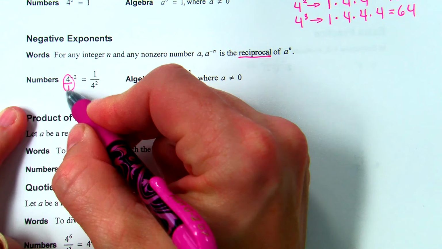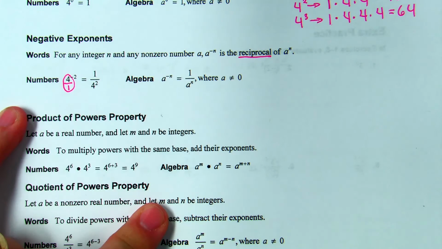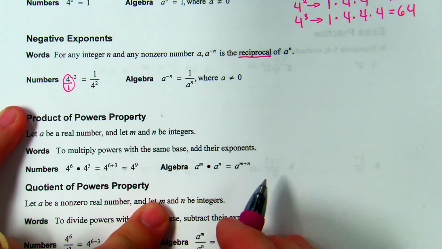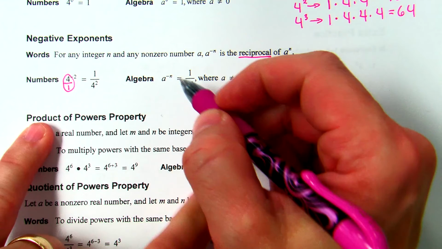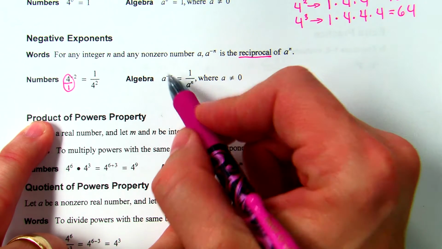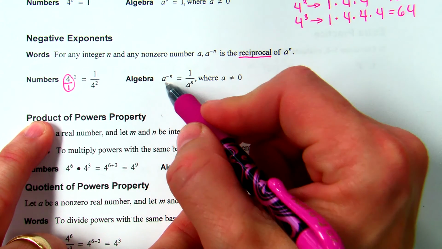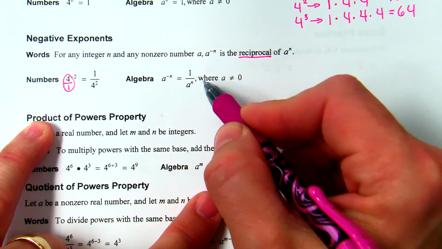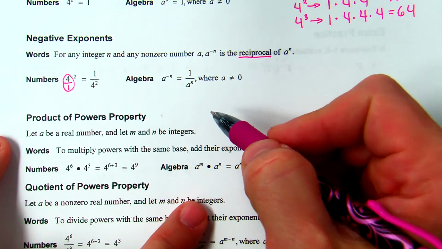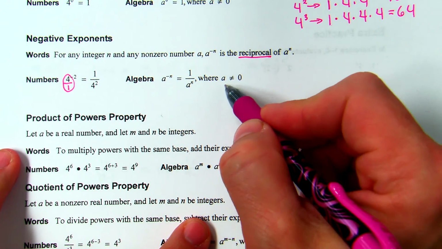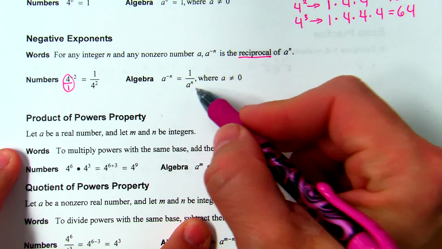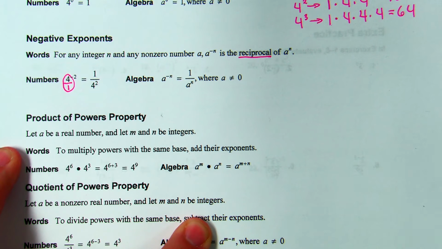So then I'll have 1 over 4 to the second power. Okay, and we'll see more examples of that in just a minute. But again, just algebraically, a to the negative n is going to be 1 over a to the nth power, as long as a doesn't equal 0, because if a is 0, you could end up with a situation where it would be undefined.